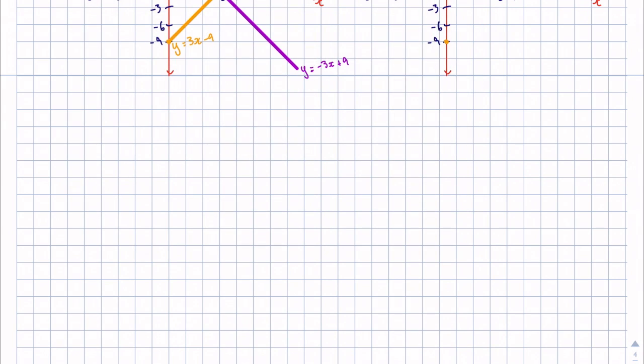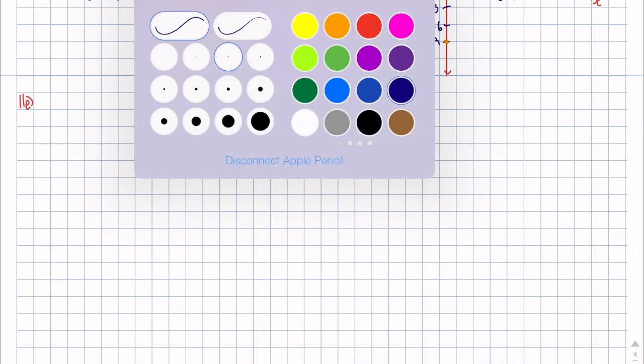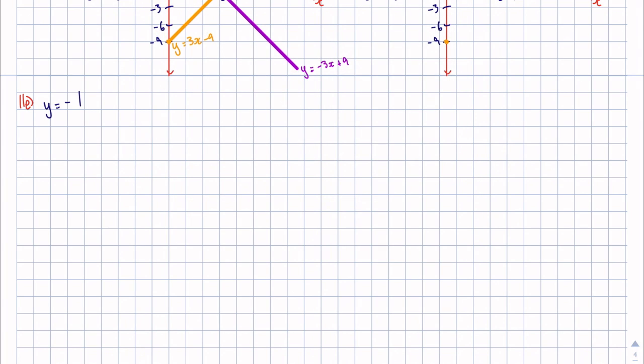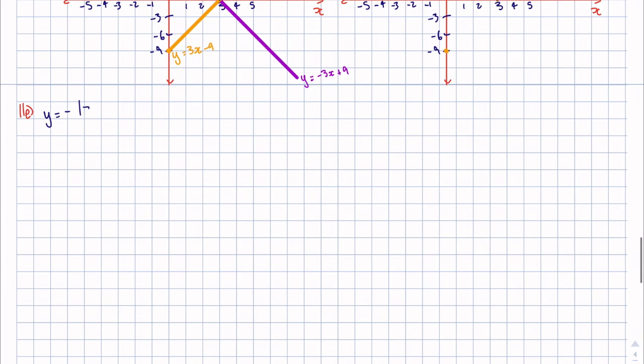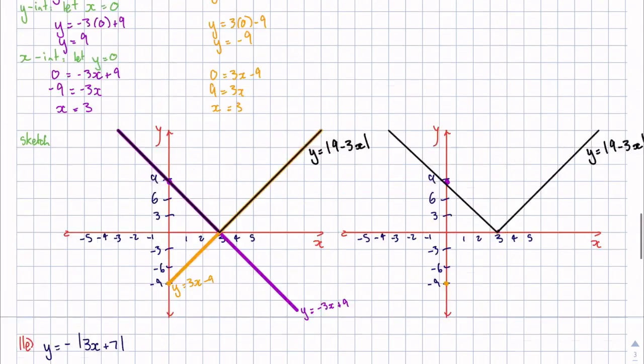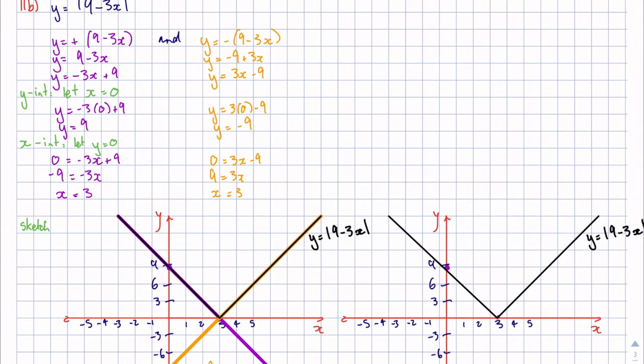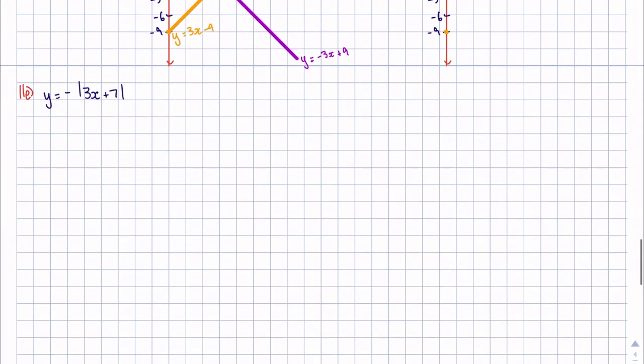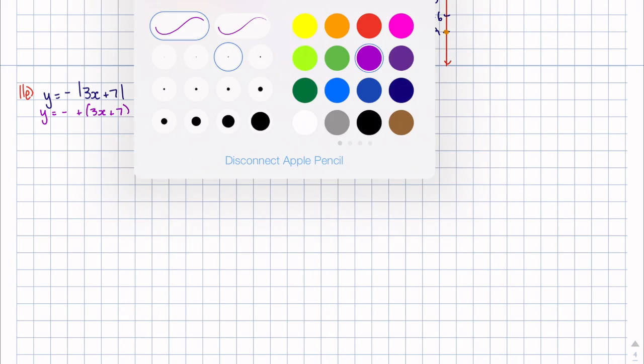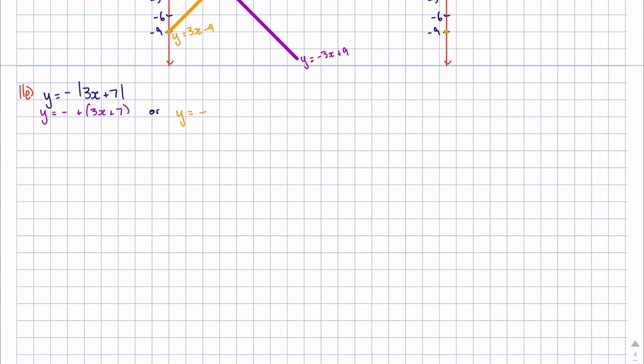So we've got 11e, and it was y equals the negative of the absolute value of 3x plus 7. So we're going to essentially have what we had before, but it's going to be upside down. So we're literally going to follow these same steps. So I'm going to do in purple, y equals negative of the positive of 3x plus 7, and then in orange, y equals the negative of the negative 3x plus 7.